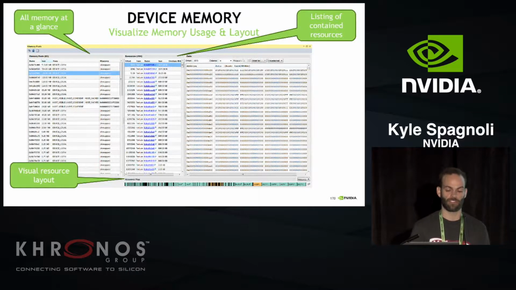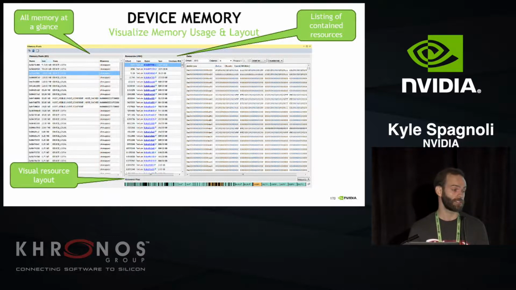Another Vulkan-specific feature is the device memory, and this is something that didn't exist in OpenGL, so this is kind of a new view that we created for Vulkan along with our D3D12 support. And you can see there on the left, we have just a view that shows you all of the device memory you have created, and you can just sort them by their size. You can see the flags that you've added to them. You can see their mapping state. You can see the number of resources.